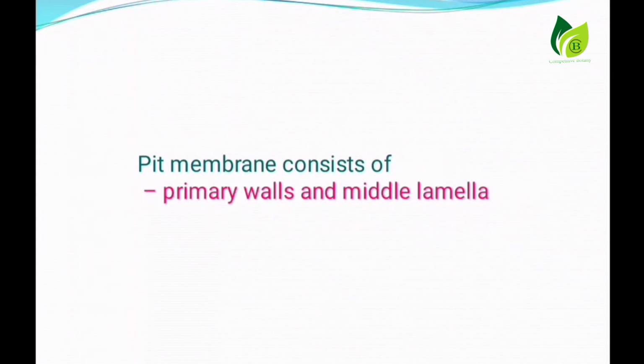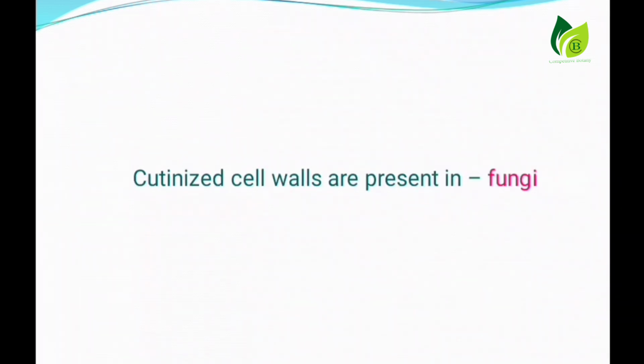The pit membrane consists of primary walls and middle lamella. Here you have to know one thing: what are pits? Pits are depressions or small pore-like structures formed in the cell walls due to cell wall thickenings. They are called pits.